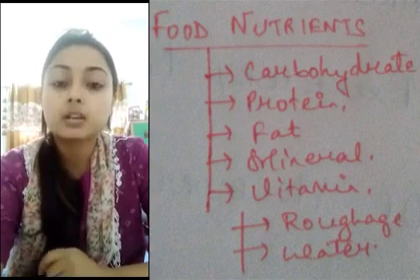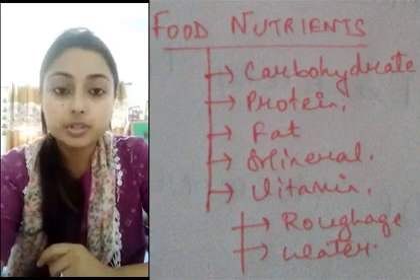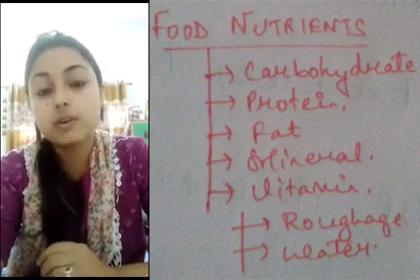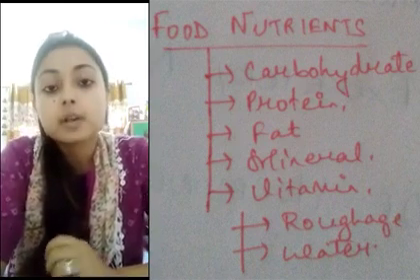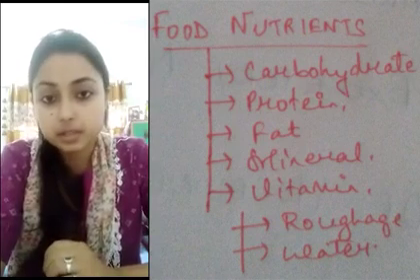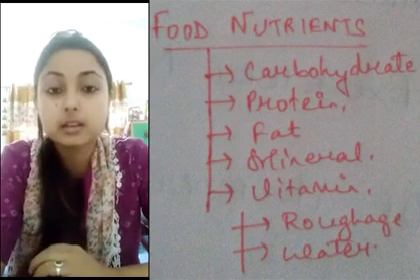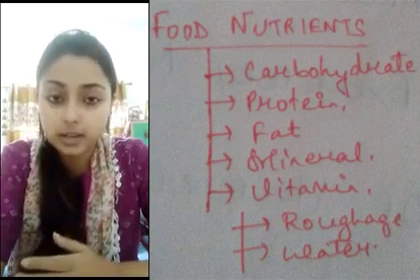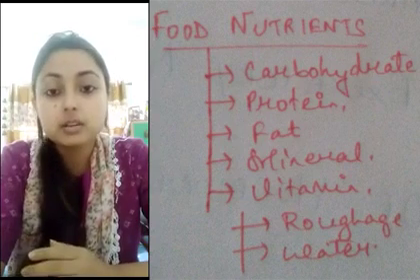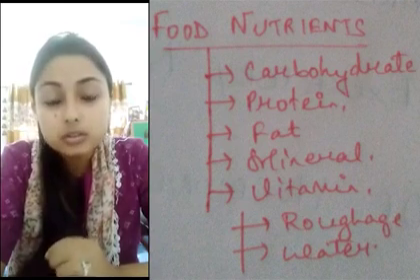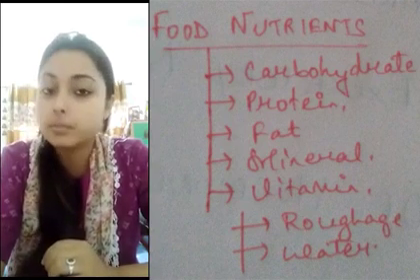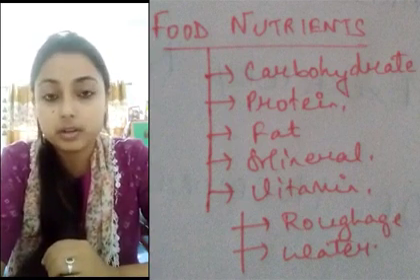So I repeat, nutrition is the process of how we collect and utilize our food. Foods are substances which, after being taken in, give us energy and also help us to grow. And nutrients are the constituents of our food. They may be organic or inorganic.